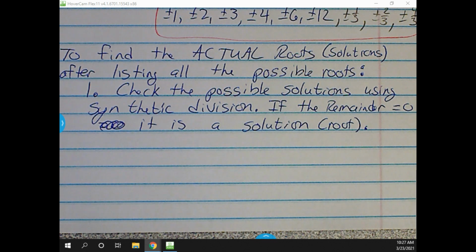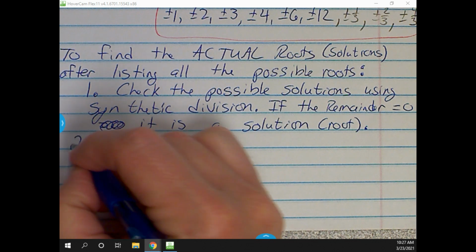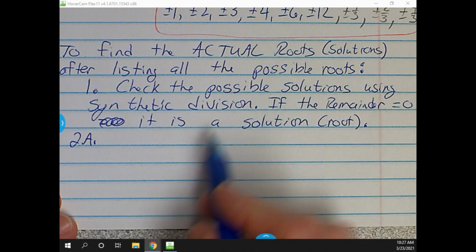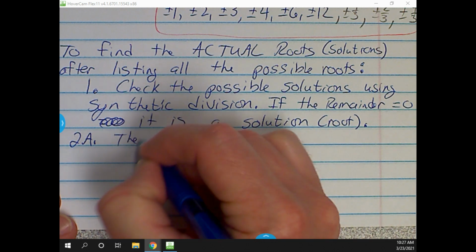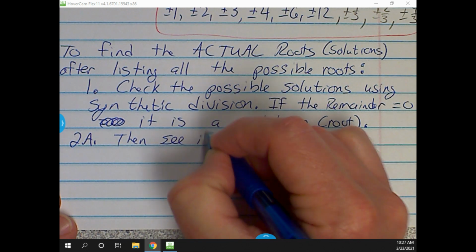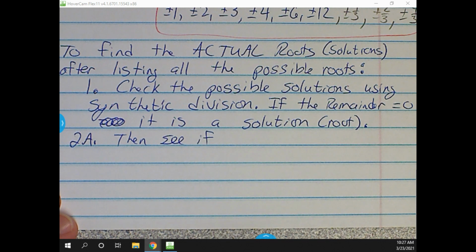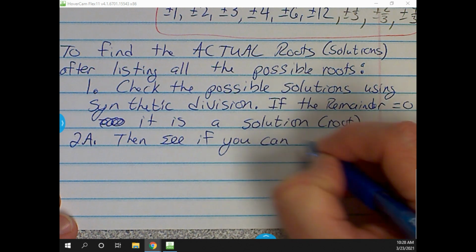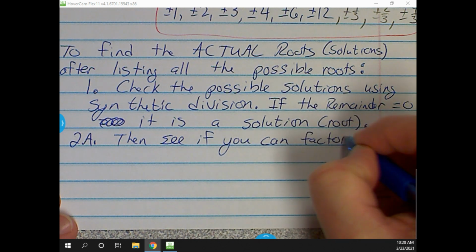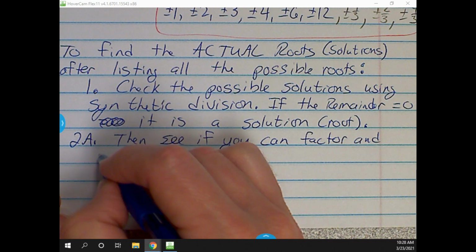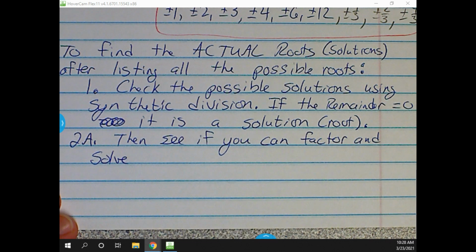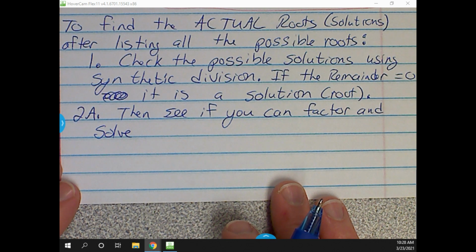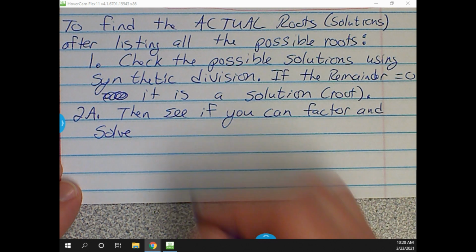Okay, now once we do that, we're going to do a 2A and a 2B here, because we've got a couple of options after this one. Once you have this solution, then you're going to see if you can factor. And if you factor it, you're going to go ahead and solve it. So see if you can factor and solve what was below the division bar.